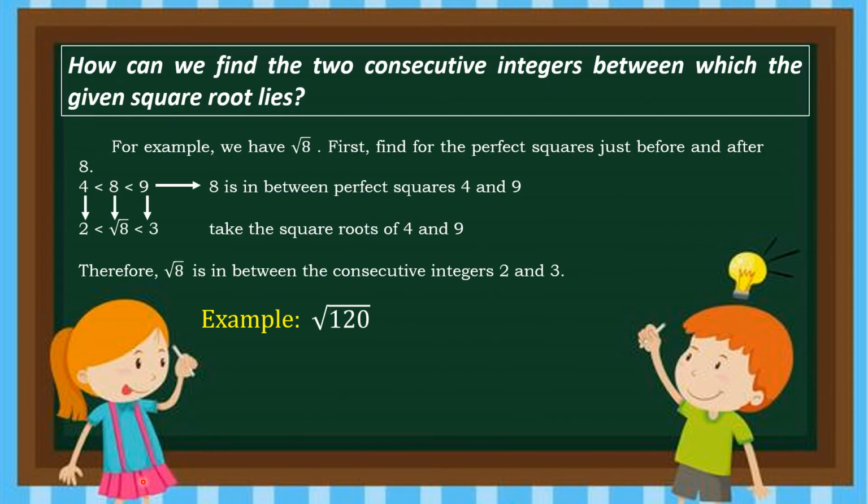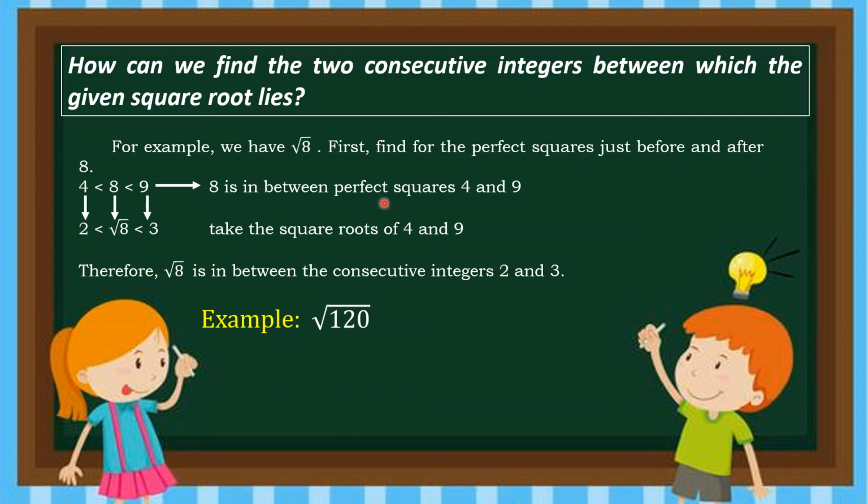Ang next task natin is, how can we find the two consecutive integers between which the given square root lies? So, hahanapin natin yon. Meron tayong dalawang step na gagawin. Una, i-identify natin yung dalawang perfect square na malapit sa kanya. Makakakita tayo ng perfect square before and after sa kanya.